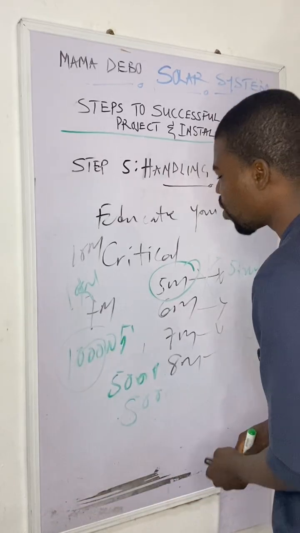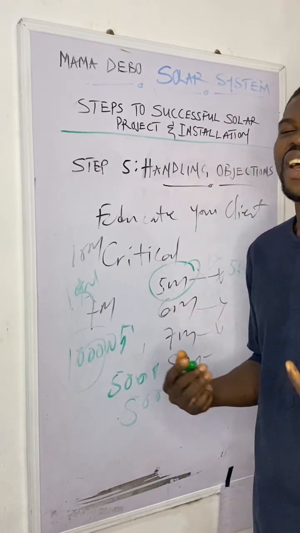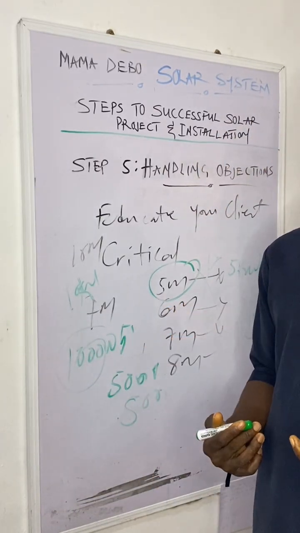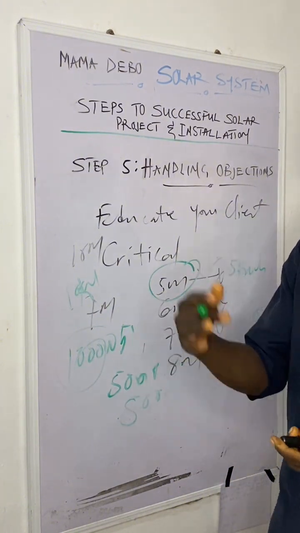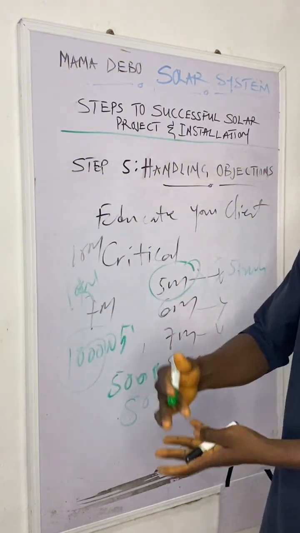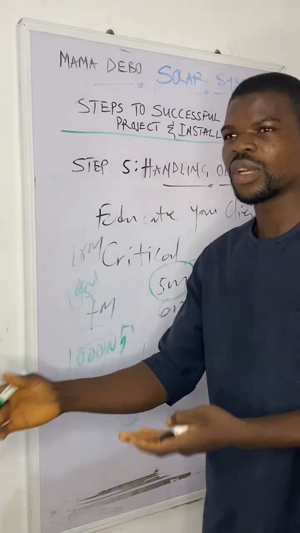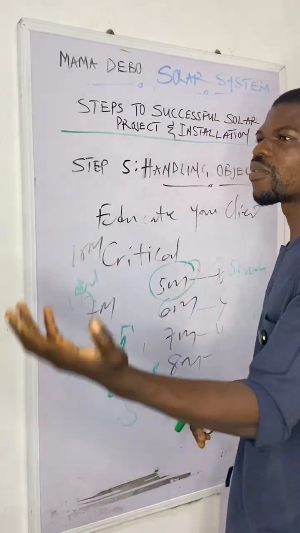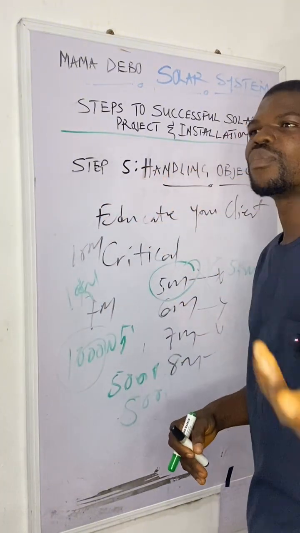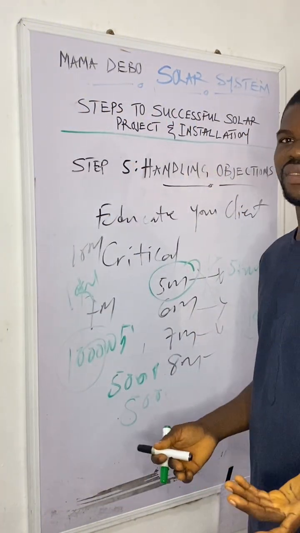Won't 5 kilowatts work for my system? That's when the objective comes in again. Then you come in to say, okay, I can understand that if you reduce your load to this certain amount, then 5 kilowatts will be able to power your load from this time to this time. So you explain.